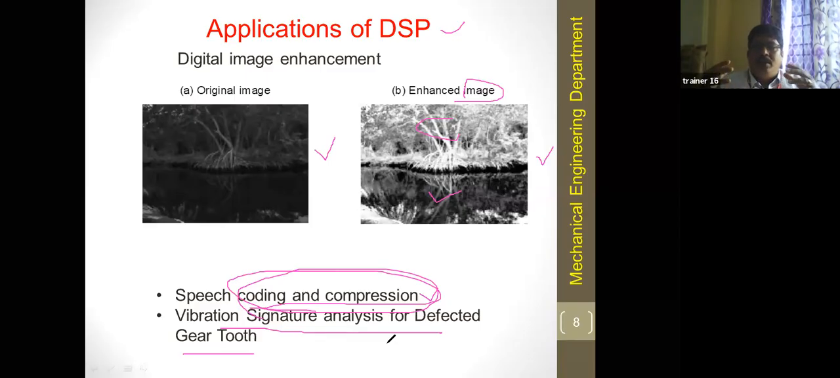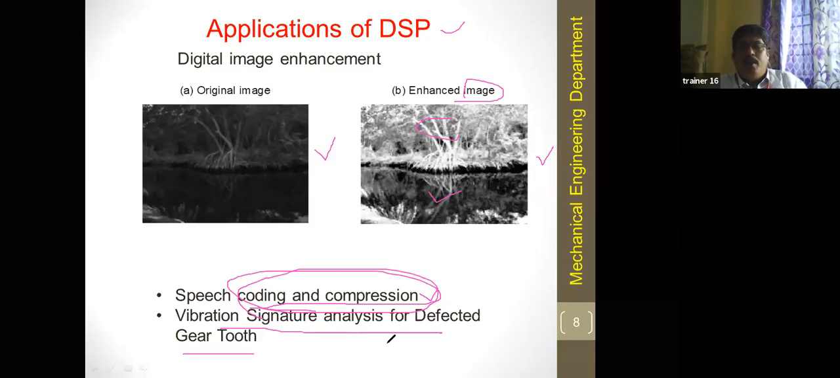So the meshing will not be proper. It may not be in correct meshing, and also we can get the vibration around. These vibrations, where the defect occurs in the gear tooth, we can find out through DSP, digital signal processing.